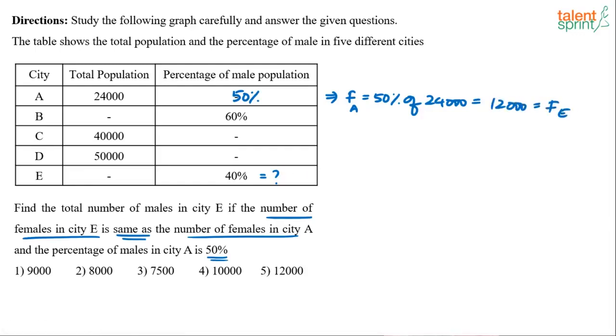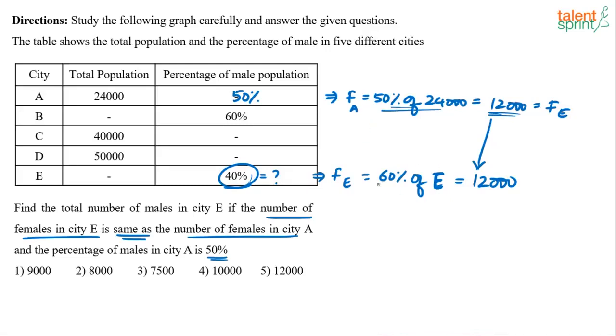Now I know that if 40% are males in city A, how many are females in city A? 40% are males in city E. How many are females in city E? 60%. 60% of its total population. You getting it? 40% are males, so females in city E will be 60% of its total population. But that is equal to 12,000. Yes or no? Females in city E is 12,000, because females in city E is equal to females in city A.